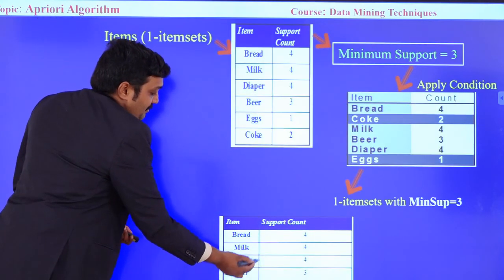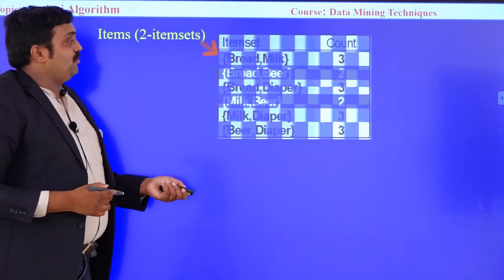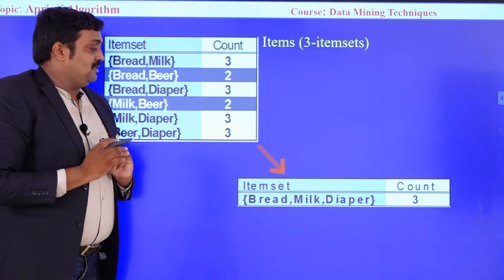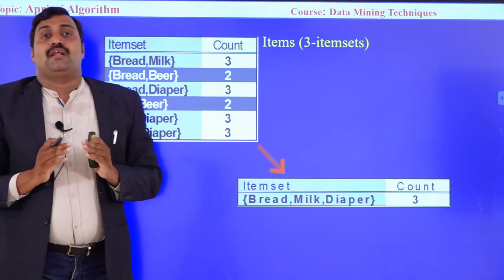Combinations with bread, milk, bread, diaper, bread, beer. Like that we are going to generate all the combinations. Finally we got the frequent items, this one. This is what the Apriori algorithm is.